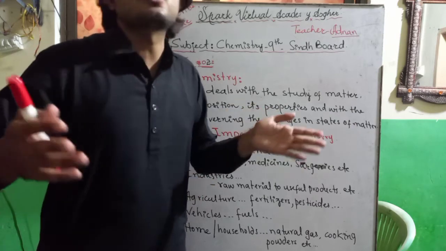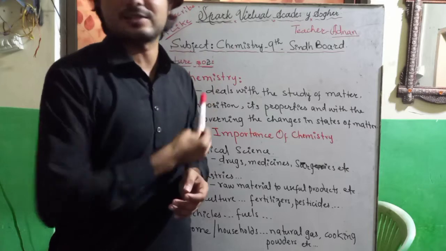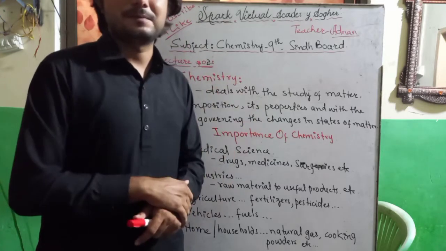In our homes, we use so many plastic components. For example, this marker is also made up of the plastics. Now the plastic is also the product of chemistry.